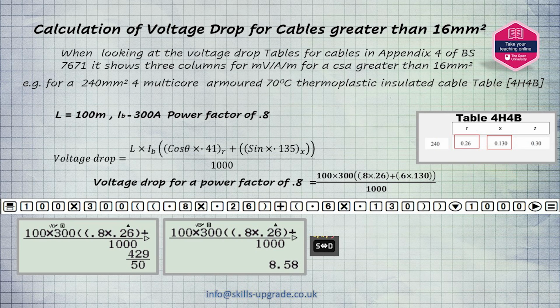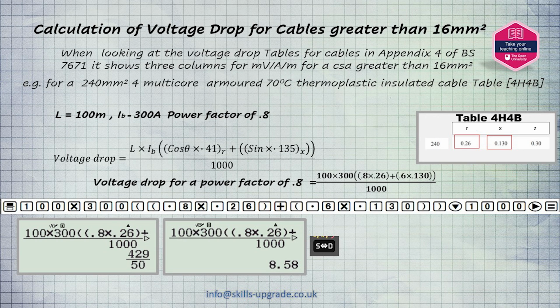The next example is for cables over 16mm squared. When we look at the tables for cables over 16mm squared, it can be seen there are three columns: R resistance, X reactance, and Z impedance.